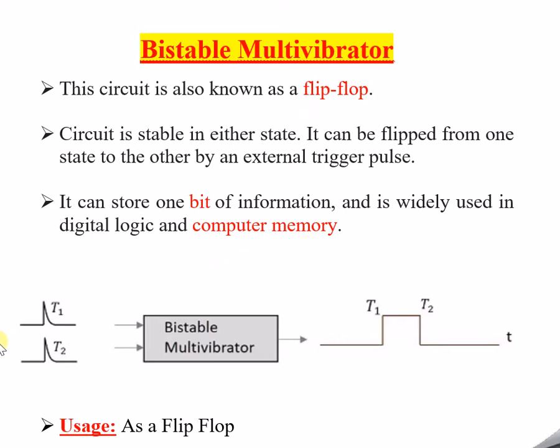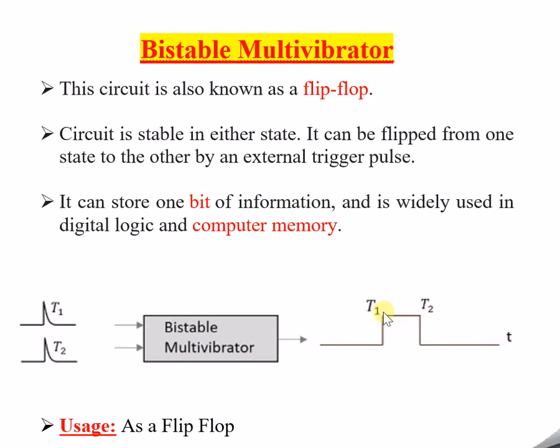Now we will try to understand the operation of a bistable multivibrator with the help of this particular diagram. As you can see, this block is called the bistable multivibrator, and there are two trigger pulses, a trigger pulse at time T1 and a trigger pulse at time T2. We are expecting some output, and as I told you, the bistable multivibrator has two stable states. The circuit is stable in either state, either the on state or the off state.